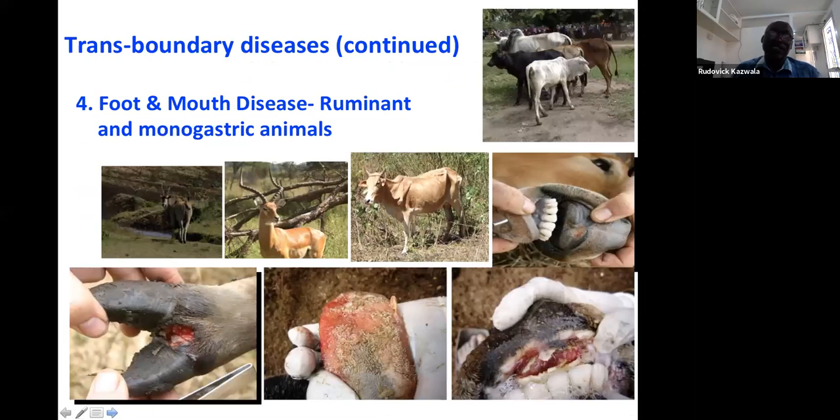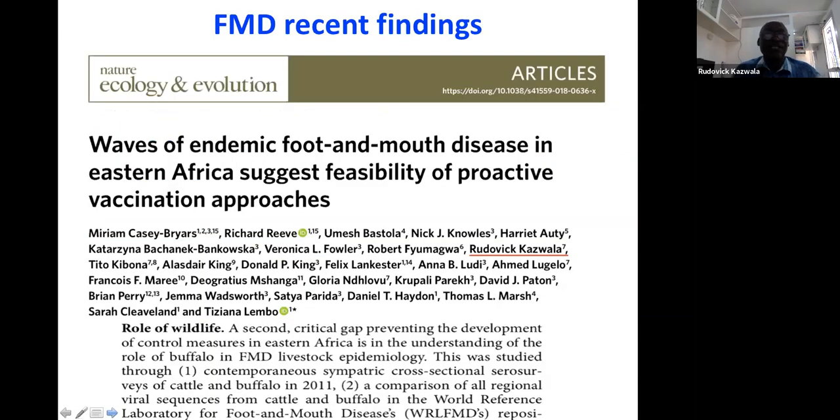And all other diseases, including foot and mouth disease, which is the most recent work. We found that while we consider domestic cattle to be the major animal affected, we have reservoir animals in the wild also affected. And we have one of our publications in Nature Ecology, where we found there are waves of foot and mouth disease within Eastern Africa. And that could be a way we can look at vaccination strategies for foot and mouth disease.